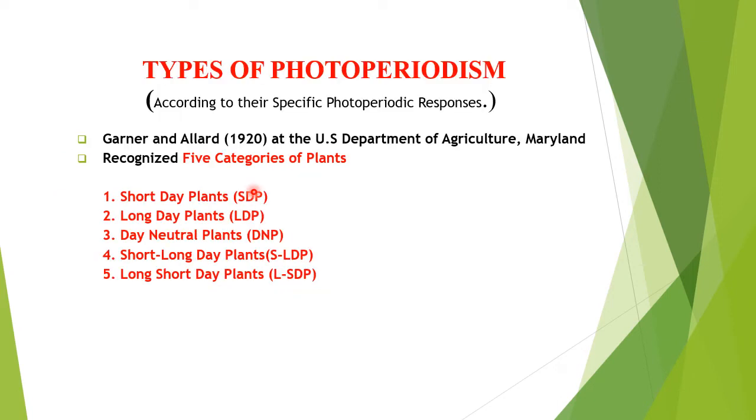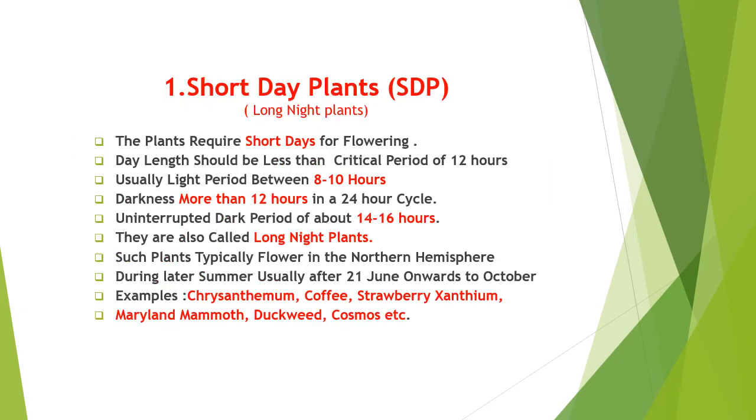Now let's understand the types of photoperiodism. Since photoperiodism was discovered in Maryland mammoth, it was found according to specific photoperiodic responses. Garner and Allard in 1920 at the US Department of Agriculture, Maryland, recognized 5 categories of plants. The first is the short day plant, and the second is the long day plant, then day neutral plants, short long day plants, and long short day plants. Let us discuss them one by one.